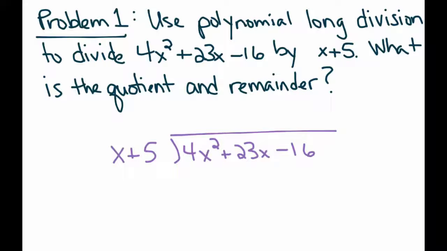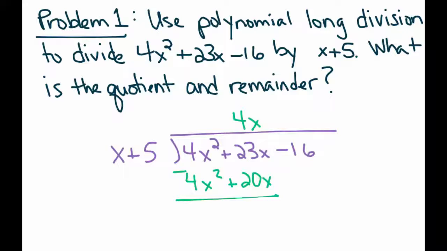The easiest way to do this is, what do you have to multiply x by so that it becomes 4x squared? Well, it's missing a 4 and an x. And notice I wrote it over the second term. Now I'm going to multiply 4x by both of these. 4x squared plus 20x. And then we subtract these.